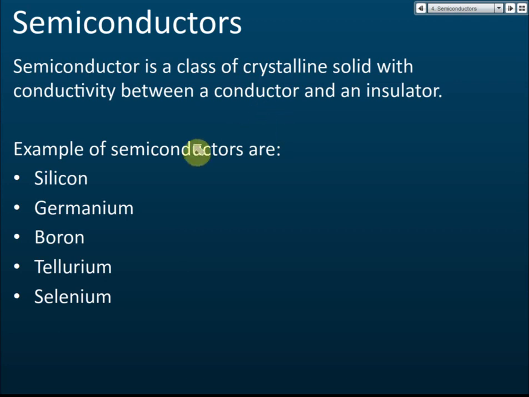Examples of semiconductors are silicon, germanium, boron, tellurium, and selenium. The two semiconductors which are very, very important are silicon and germanium. You need to know all these semiconductors, but usually we will only discuss silicon and germanium. These three we are not going to discuss. You need to remember this because in an exam they may give you a list and ask you which of the following are semiconductors. Then you should know.